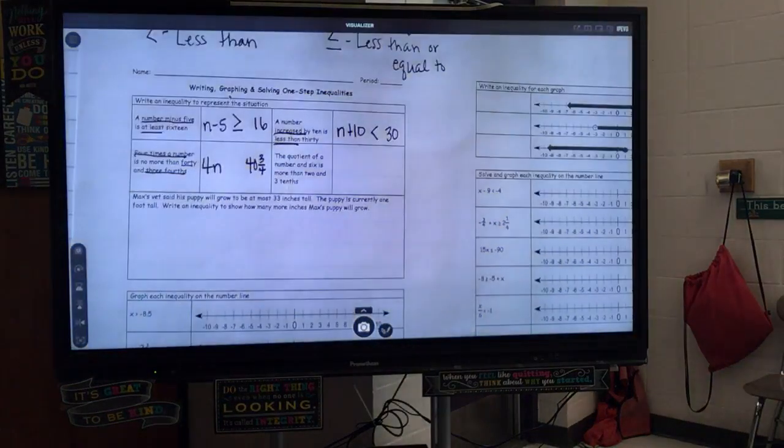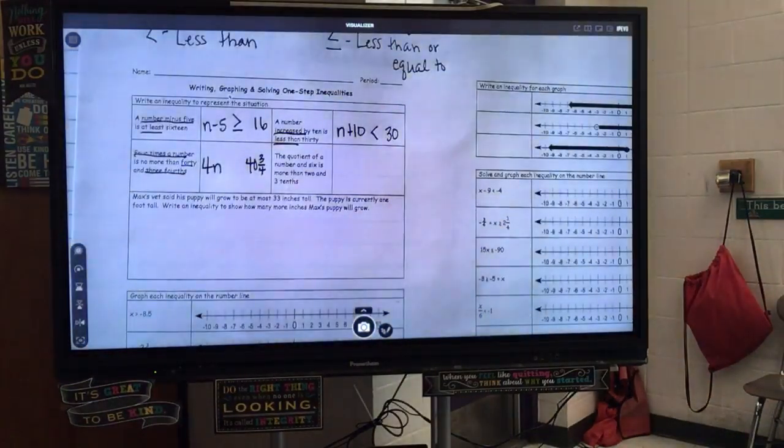Alright, so stand up if you think that this is greater than. Stand up if you think this is less than. Stand up if you think this is greater than or equal to. Stand up if you think this is less than or equal to. Why is this less than or equal to?